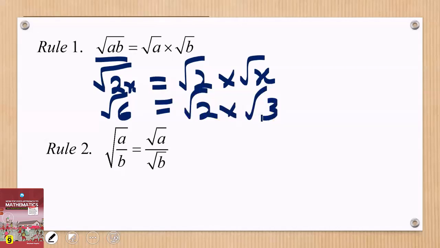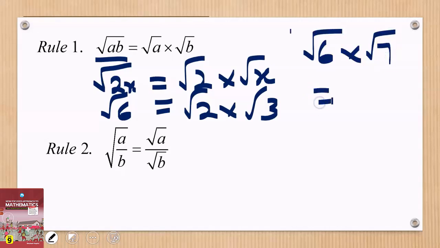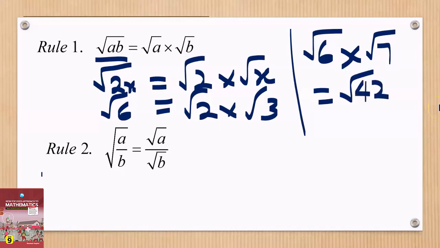In future, you could be given a question like maybe square root of 6 times square root of 7. And it means that this can be multiplied together because they are all having square roots. So we know our 6 times 7 will give us root of 42.